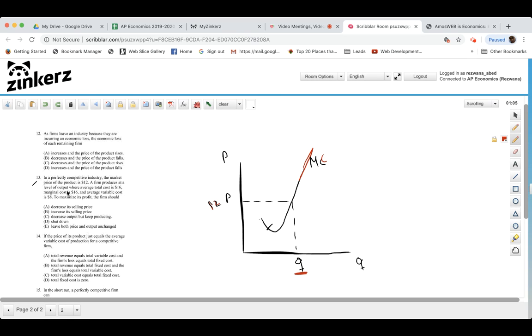produces at a level of output where average total cost is 16. What do you know right away? Your average total cost is 16. And how much is your price? Your price is 12. So are you making loss or profit? You are making a loss, exactly, because price is less than average total cost.